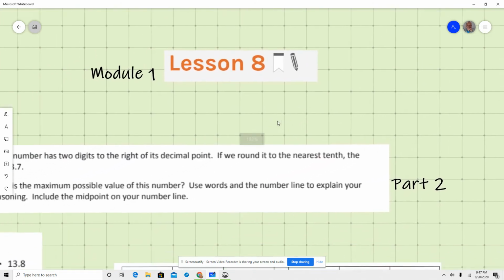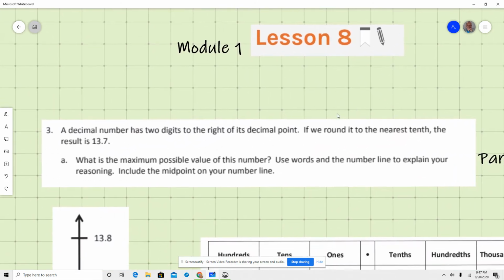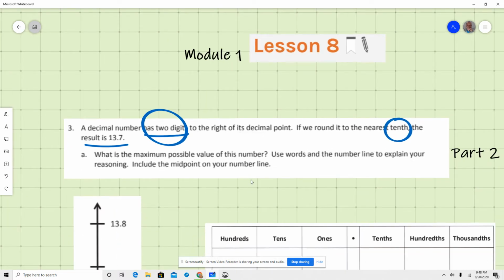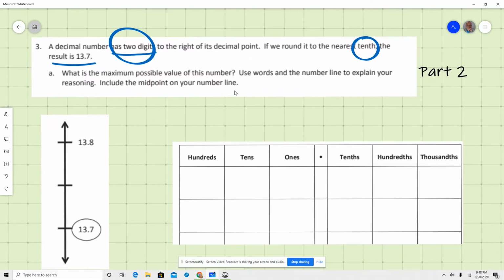If we are looking at a problem, I selected this problem because this could be the one that can give you trouble. A decimal number has 2 digits to the right of its decimal point. If we round it to the nearest tenth, the result is 13.7. Remember, this number had 2 digits, and now that it's rounded, it has just 1 because it was rounded. Now let's see what the question is.